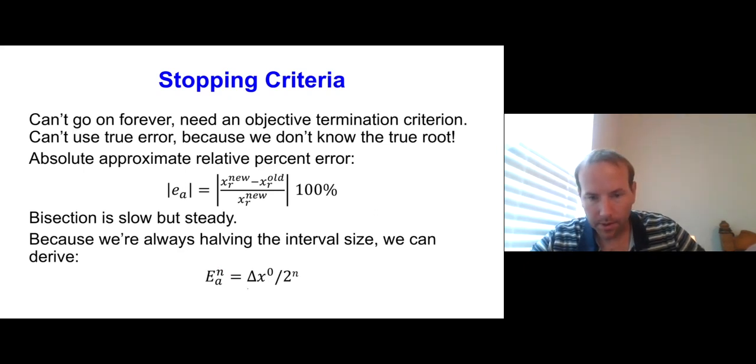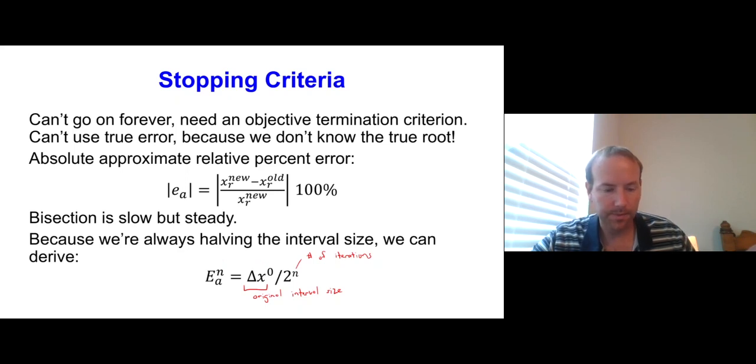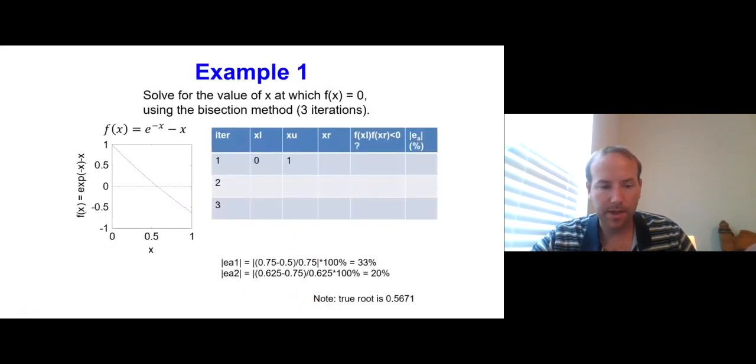So where delta x0 is our original interval size, and n is the number of iterations. Okay, so this shows us that the approximate error will get smaller and smaller as we do more iterations. Okay, so now with that, the basic framework for how we do the bisection method, let's apply this to an example.